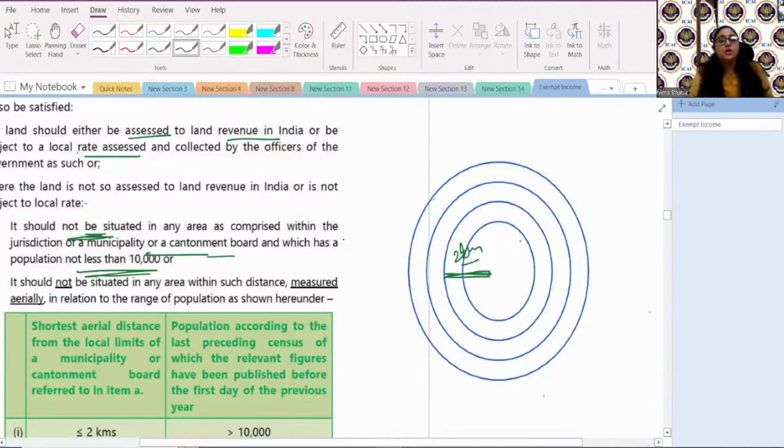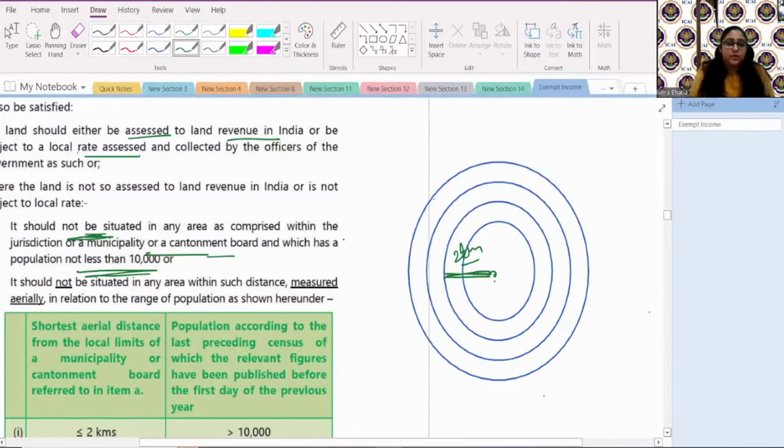My apologies. When I'm talking about the municipal cantonment board का population 10,000 से ज़्यादा है, but is up to 1 lakh, then any land which is situated within the 2-kilometer area would also not qualify for the farm building to become an agricultural income which is exempt. So the more the population, the more the distance would not qualify for it to become an agricultural income.